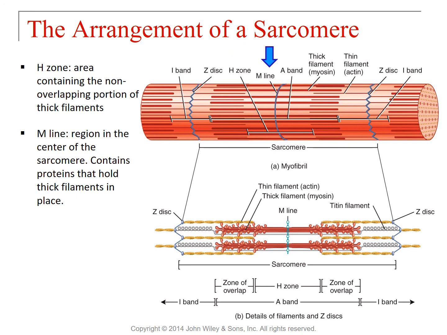Okay, next up we have the M line, which is the region in the center of the sarcomere. Now, this region actually holds the thick filaments in place so that they have an anchor for when they're pulling on the thin filaments. The M line is also the very center of the sarcomere, and it's what the Z discs get pulled towards.